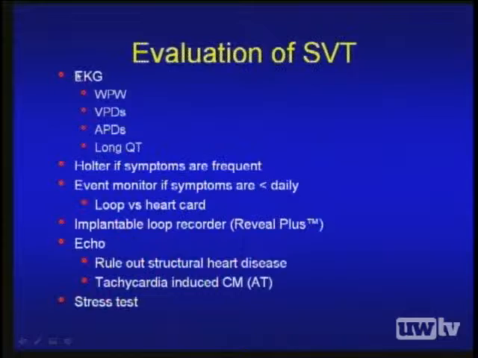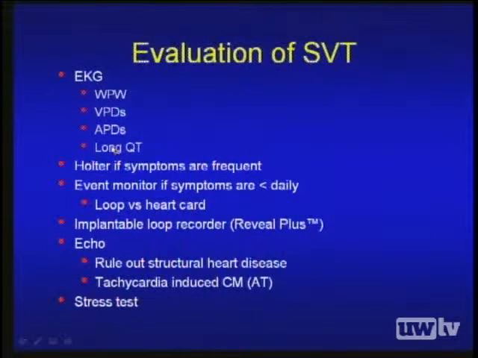The evaluation for supraventricular tachycardia, fortunately, is limited to a very few number of tests. The first step, of course, is an electrocardiogram to look for the presence of delta waves, to make sure that their symptoms simply aren't due to frequent premature ventricular or atrial beats, and to rule out ventricular arrhythmias as a possibility, such as looking for the long QT syndrome, where polymorphic VT would be the cause of palpitations and obviously would be a much more concerning rhythm diagnosis.